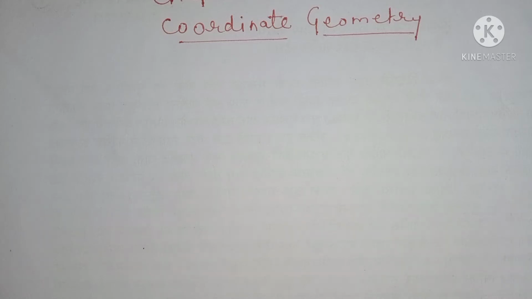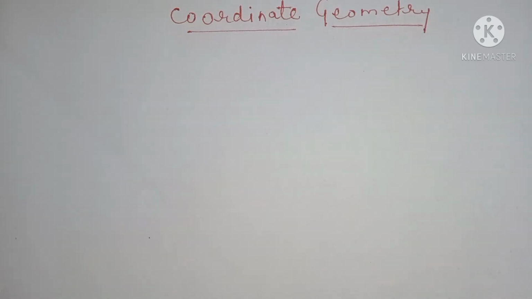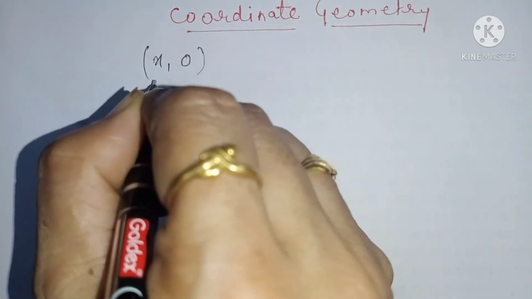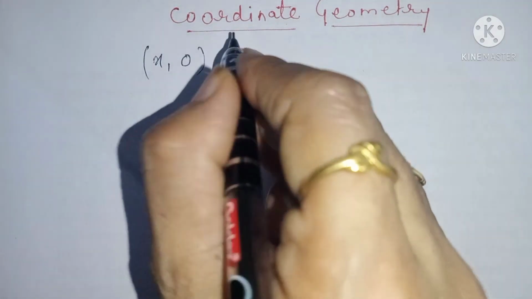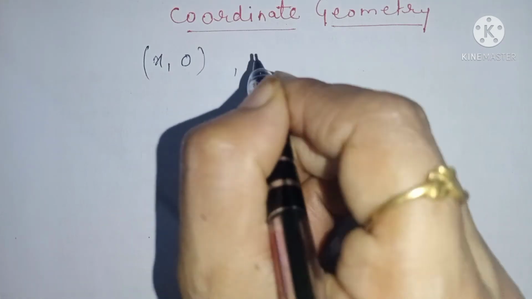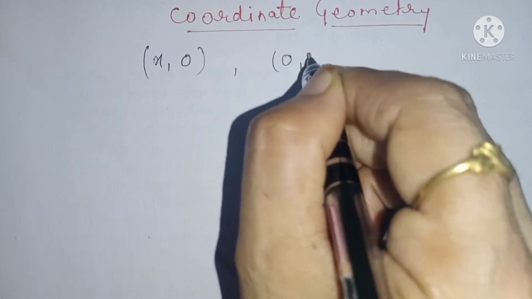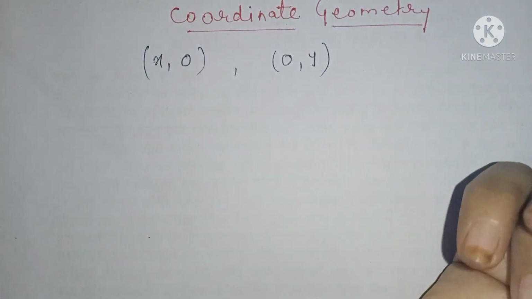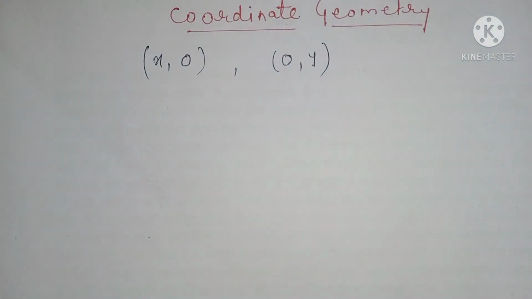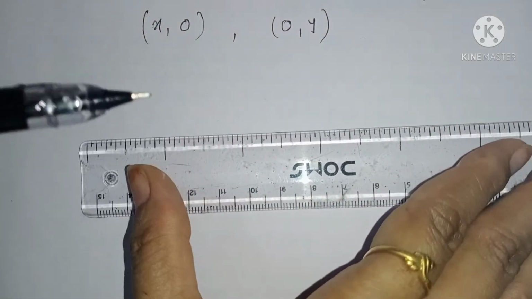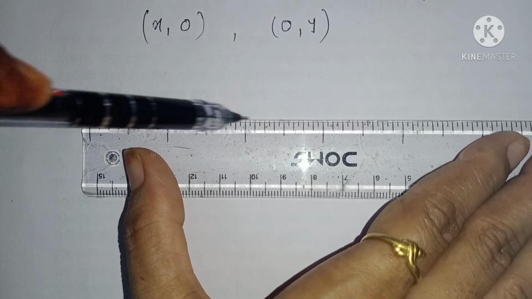All right. Now the coordinates of a point on the x axis are of the form x, 0, and the point on the y axis is of the form 0, y. Now you know what is Cartesian plane. You know the Cartesian plane very well. You have studied this in coordinate geometry in 9th. I am just revising it once again.